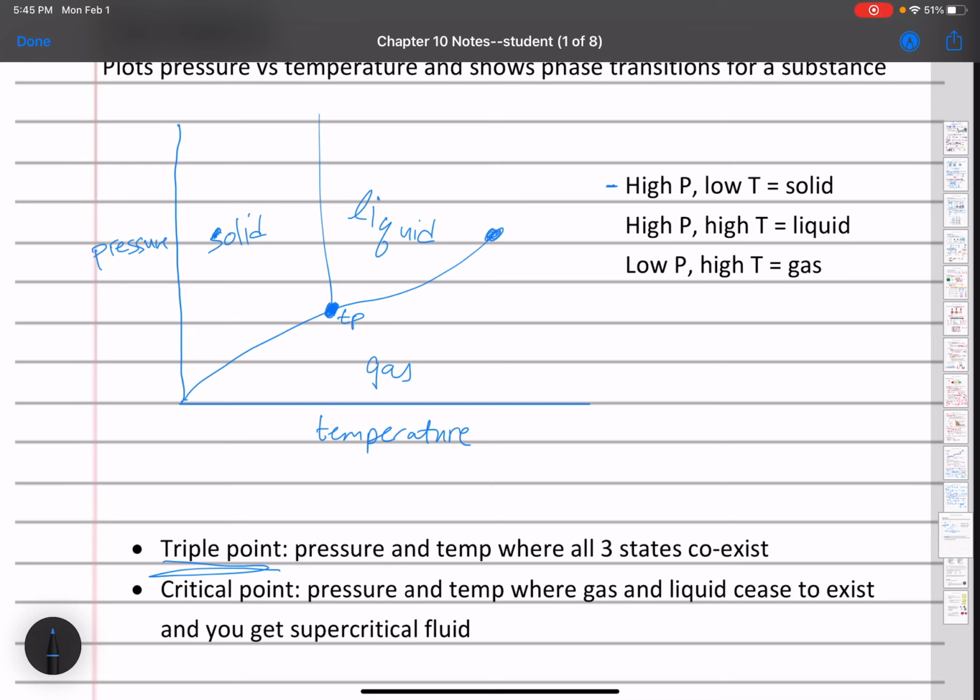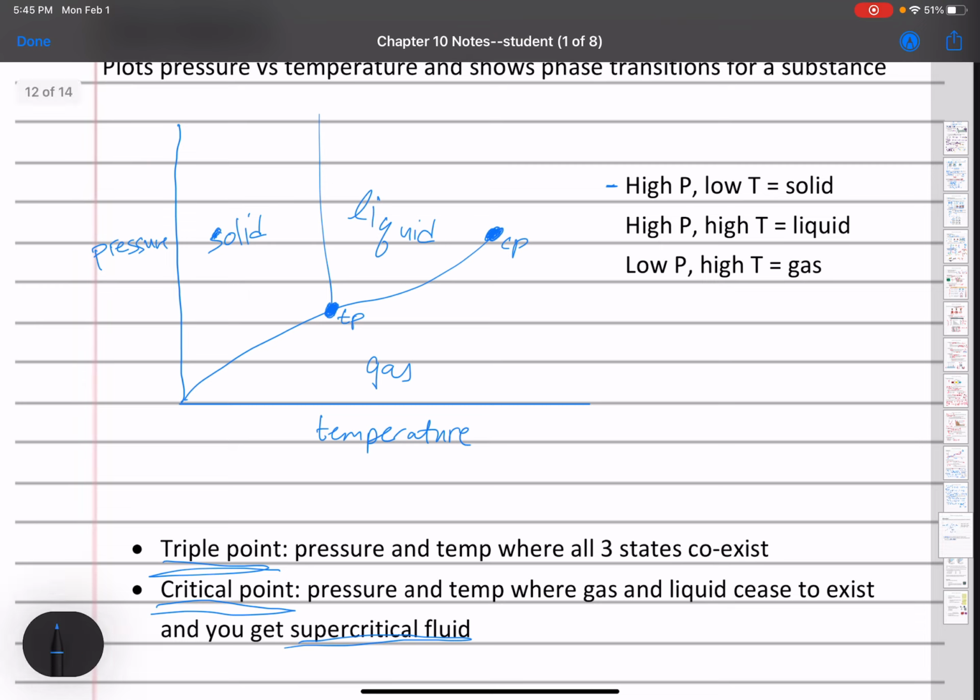This here, the end of this line, is called the critical point. And at that critical point, at this temperature and pressure, any temperature or pressure above this, you sort of lose the difference between liquids and gases. So things become what's called a supercritical fluid. So it no longer has the properties of gas or liquid. It's something somewhere in between and funky.